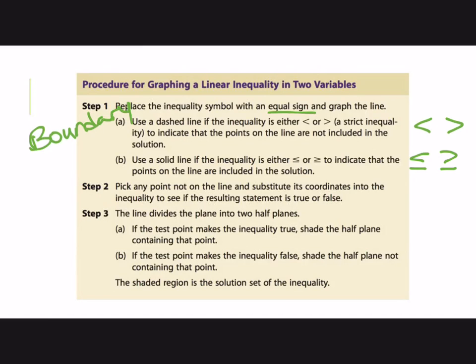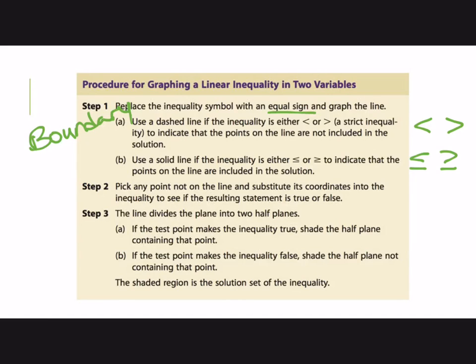Then to decide which half of the plane to shade, we pick a point not on the line and use it as a test point. So we substitute the coordinates into the inequality to see if the resulting statement is true or false. If the test point makes the inequality true, we shade the side that contains that point, and if the test point makes the inequality false, then we shade the other side.